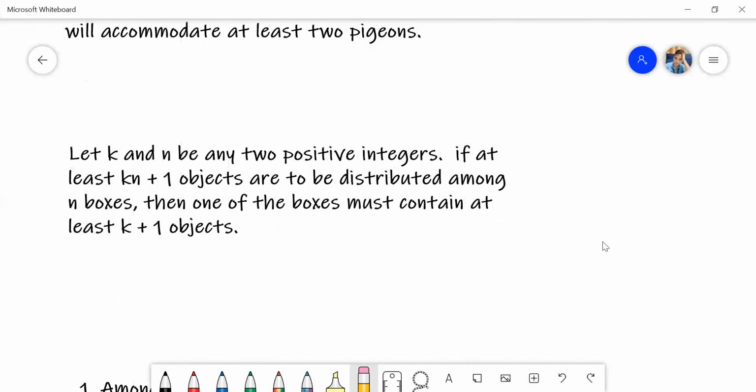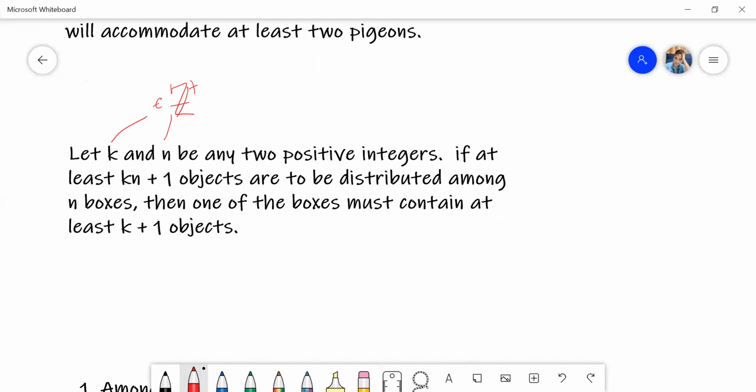Let k and n be any two positive integers. These k and n here are positive integers. If at least kn plus 1 objects are to be distributed among n boxes, then one of the boxes must contain at least k plus 1.